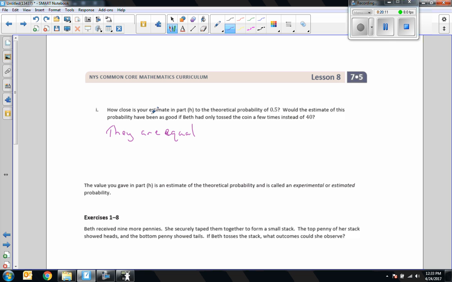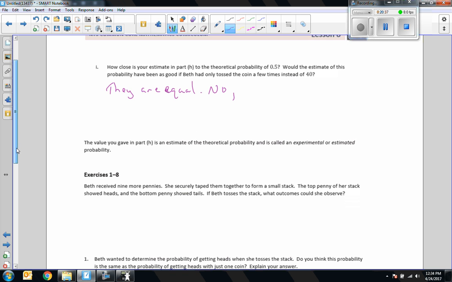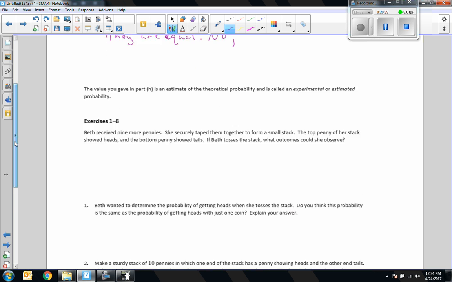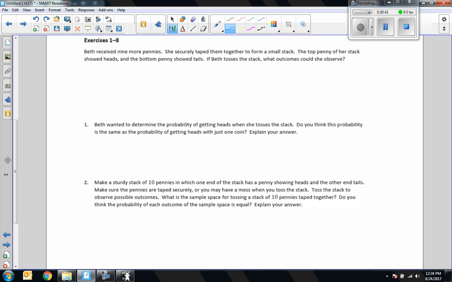Would the estimate of this probability have been as good if Beth only tossed a coin a few times instead of 40? And the answer is no. The less that you do it, the further away from the theoretical probability you're going to be. The value you gave in part H is an estimate of the theoretical probability. It's called the experimental or estimated probability. So you usually estimate what you think is going to happen.